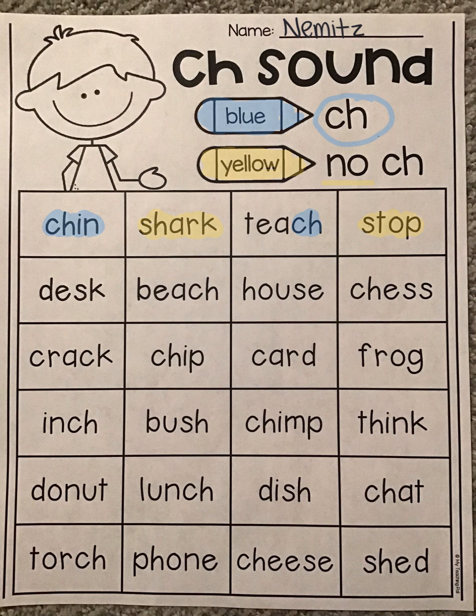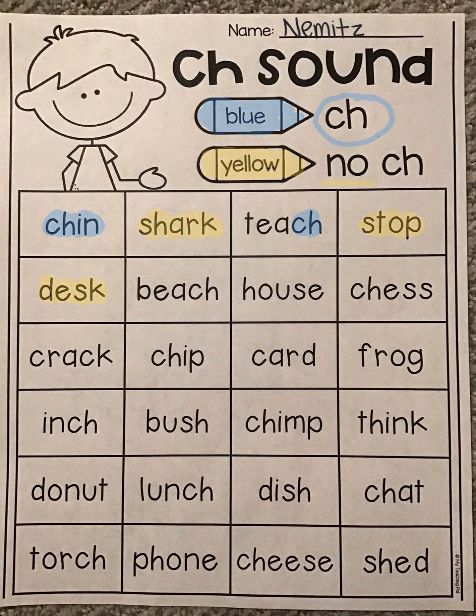The next line down, the first word is desk. D-E-S-K. Desk. What color are we going to color the word desk? That's right. We're going to color it yellow because there is no CH digraph.